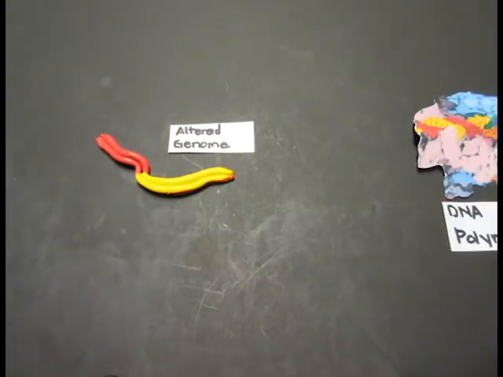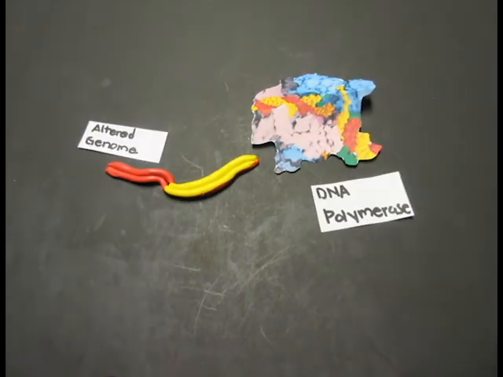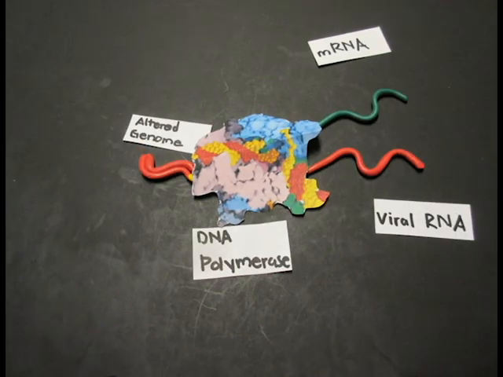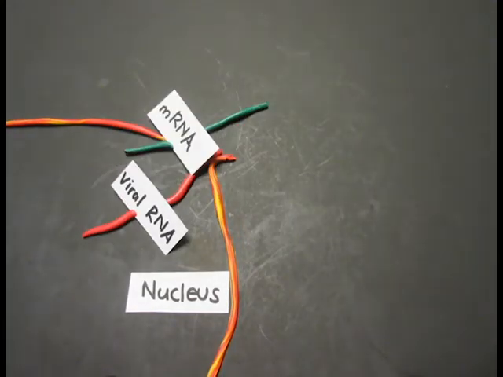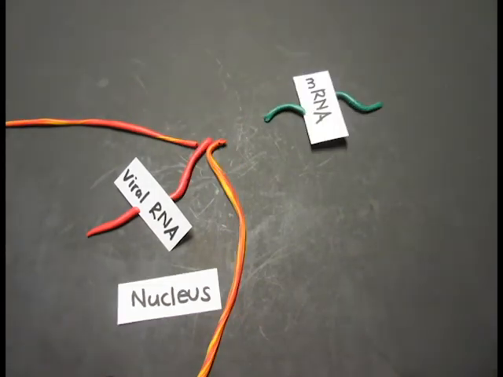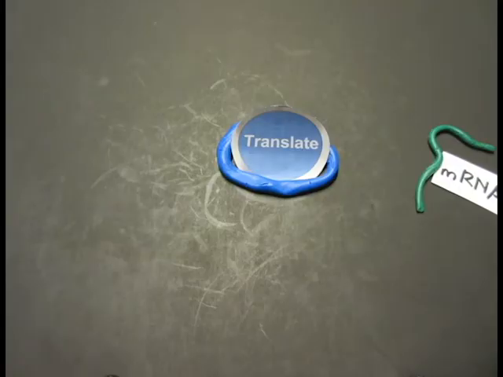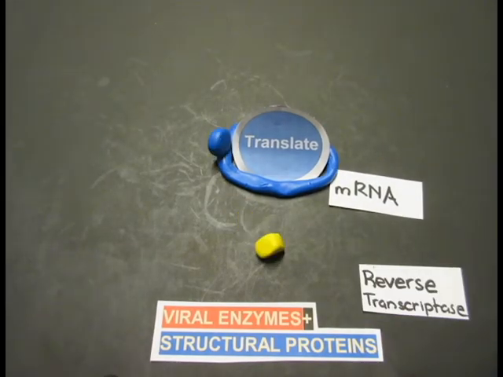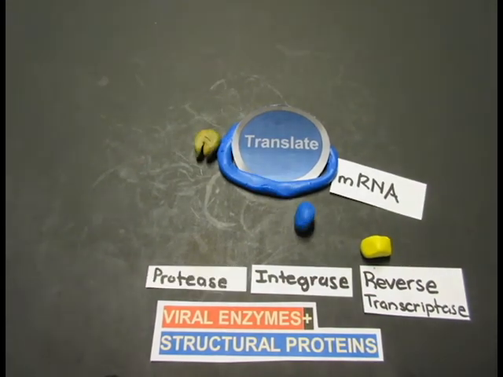With host cell activation, RNA may be synthesized by DNA polymerase, yielding messenger RNA and viral genome RNA. Once mRNA and the viral genome RNA leave the nucleus, mRNA is translated into the viral enzymes, reverse transcriptase, integrase, protease, and it's also translated into some structural proteins.